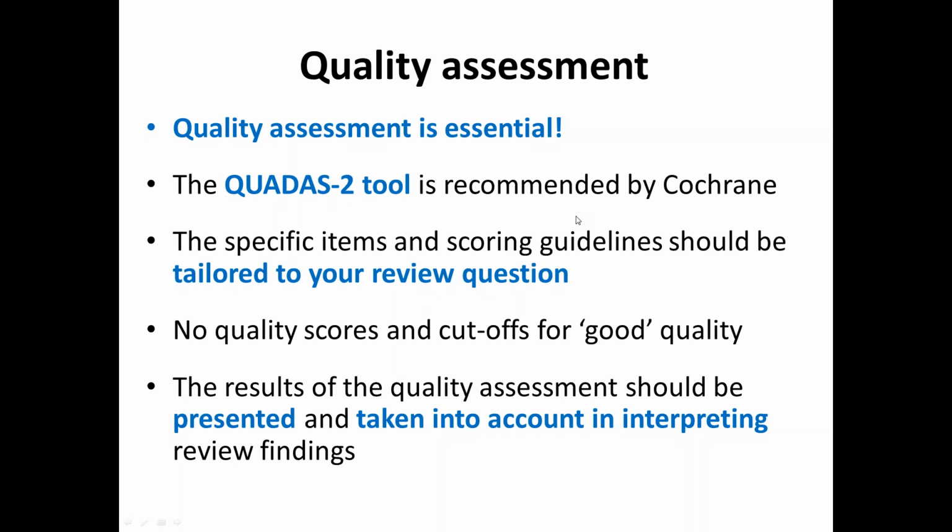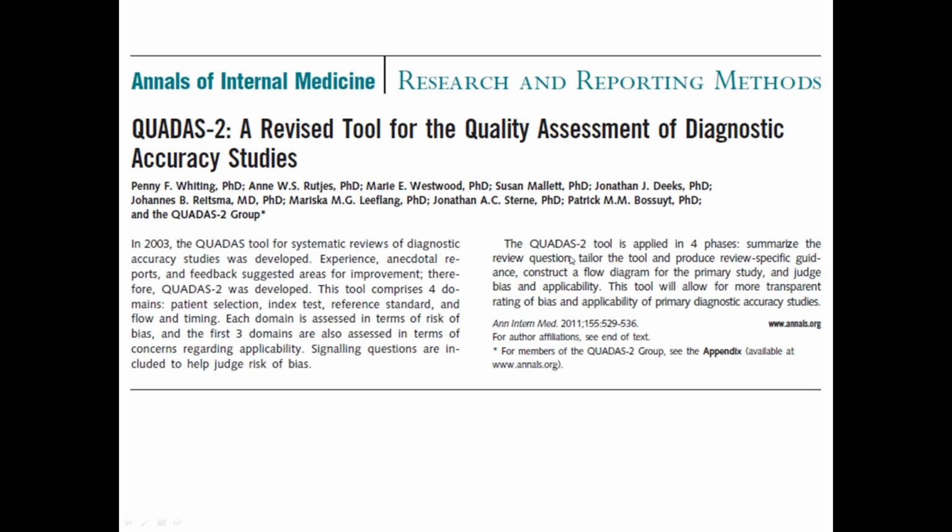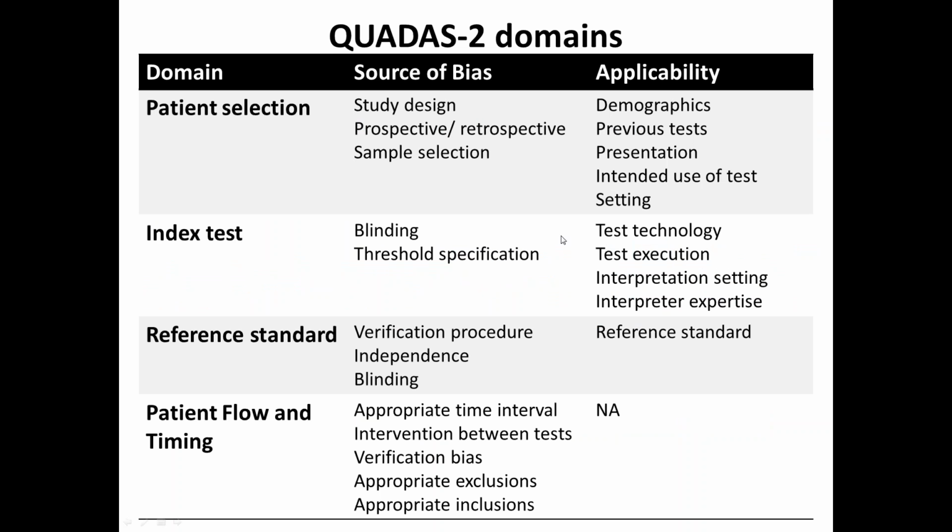So QUADAS-2 was published in the Annals of Internal Medicine. That's where the paper is which describes it. And it's organized around the review question. So we talk about patient selection, the index test, and the reference standard as our three parts of the review question. And then there's a fourth part.